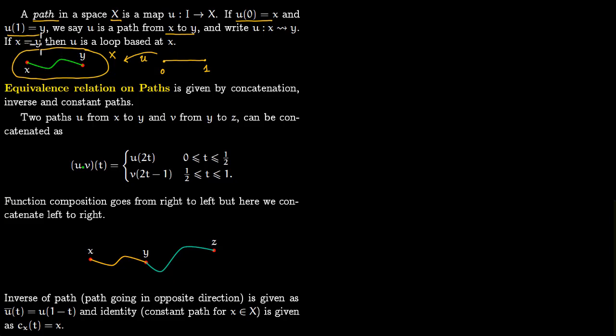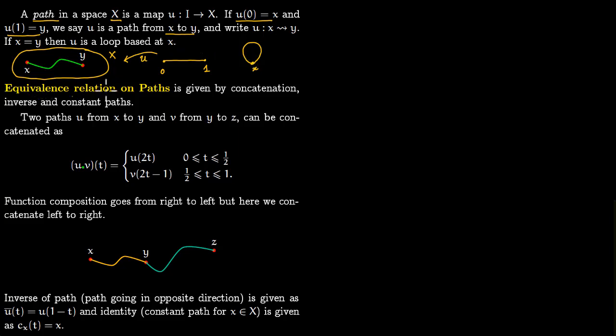Now if X is equal to Y, then we have a loop. So if X is equal to Y, then 0 and 1 get mapped to the same point and you get a loop. So this is at point X. So we can talk about loops.